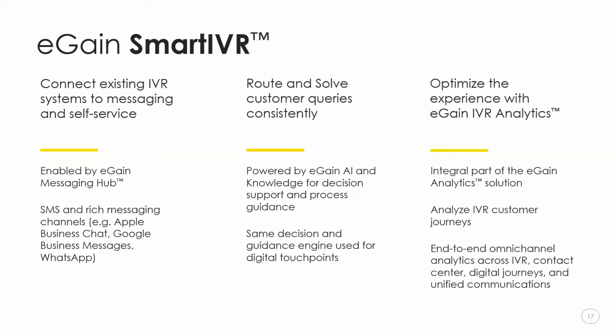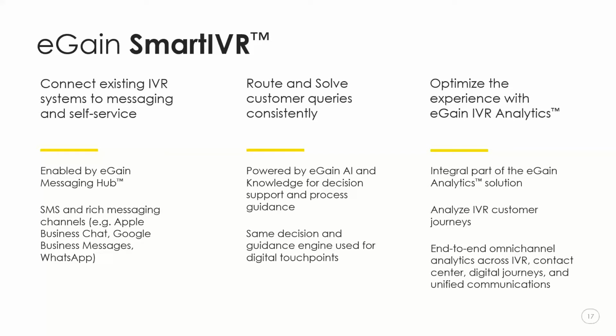We connect by leveraging our eGain messaging hub across the best available channel, whether it's SMS when there's poor connectivity, or whether we're using Apple Business Chat, Google Business Messages, or WhatsApp. We can then route and solve customer queries consistently by leveraging eGain AI and knowledge for decision support and process guidance. Our ability to combine third-party data with eGain AI and knowledge allows us to complete the context around the customer and their query while routing them to the appropriate agent who is supported by the consistent and accurate process guidance. Finally, we can optimize with our ability to analyze the IVR customer journey.